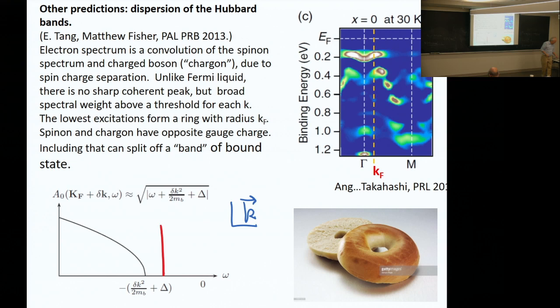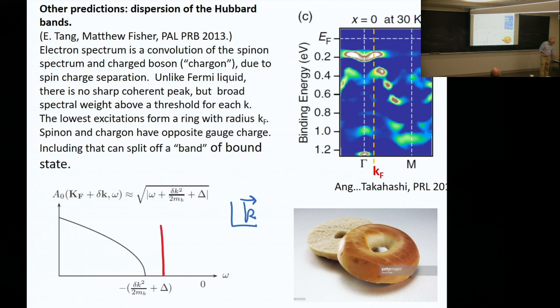But it gets better than that. We also talked about the possibility of forming a bound state, because these two, the spinon and the holon, have opposite gauge charge. They may want to attract, even though they're deconfined, and form a bound state. So it's possible to pull off a bound state. And it turns out that the data did show that.